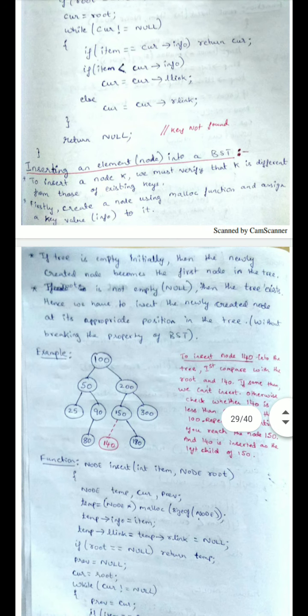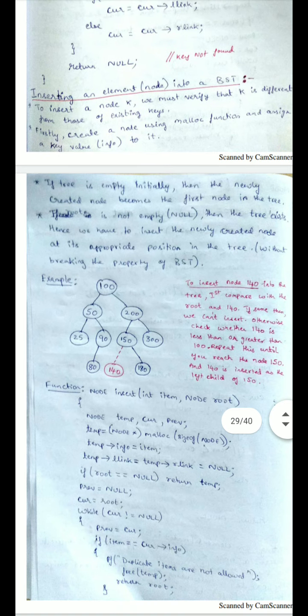See here, you have an example tree with 100, 150, 200 and so on. Suppose my new element is 140. First I check 140 against 100. Its value is greater than 100, so it moves to the right side of the tree, to 200. 140 is lesser than 200, so it goes to the left side of 200, and then compares with 150. Again it is lesser than 150, hence it moves to the left side, so 140 is attached as the left child of the 150 node. So this is the procedure.